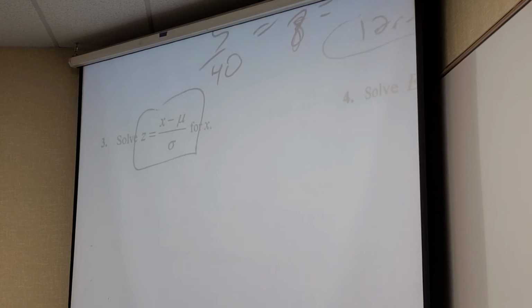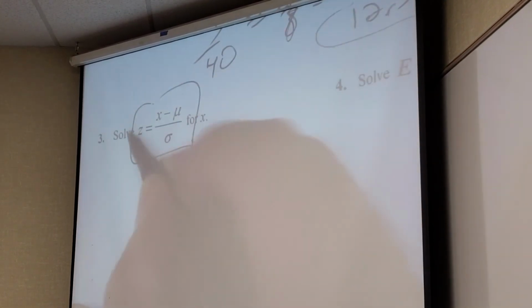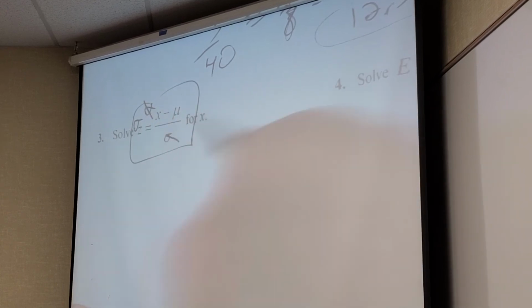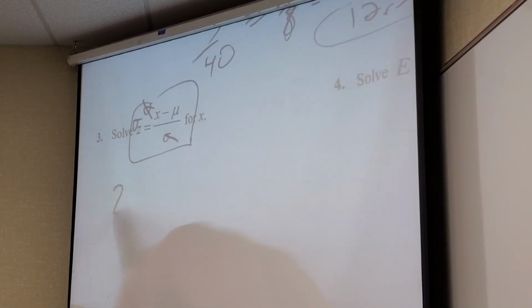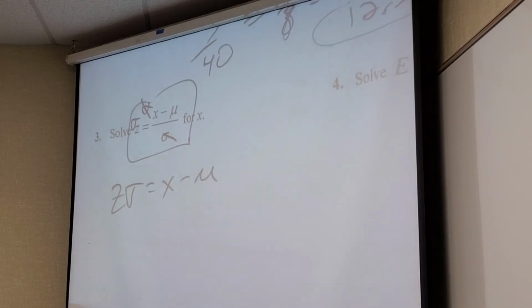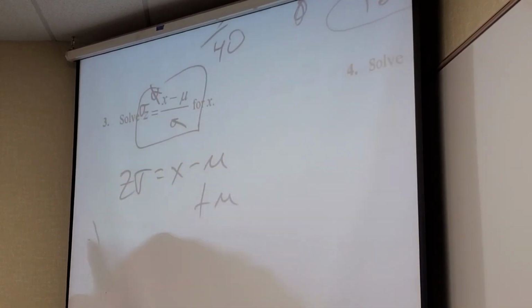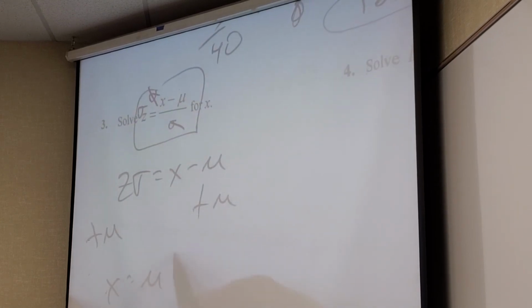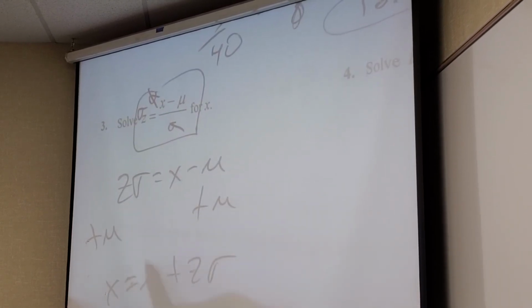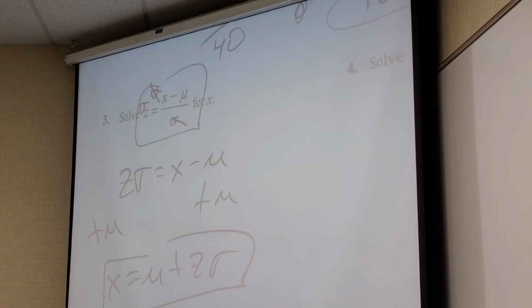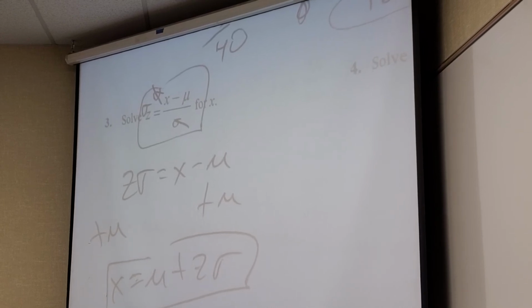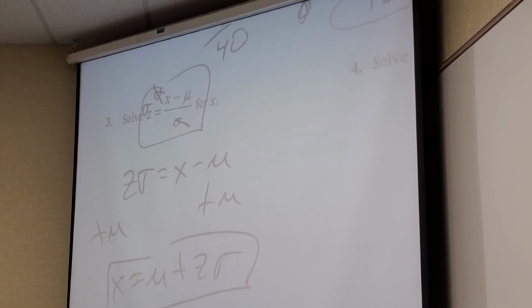I can kill the fraction. How do I kill division by sigma? Multiply by sigma. Multiply both sides by sigma so it cancels. So I get z sigma equals x minus mu. And then add mu. So we get x is mu plus z sigma. If you didn't have it in that order, you're fine. That's the order that's an actual equation we're going to use later.